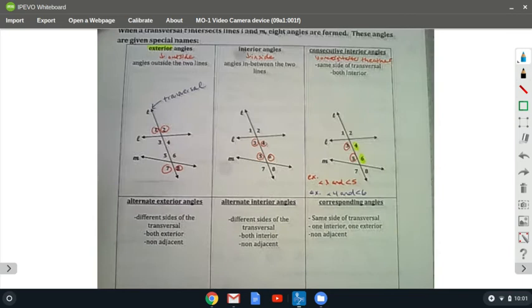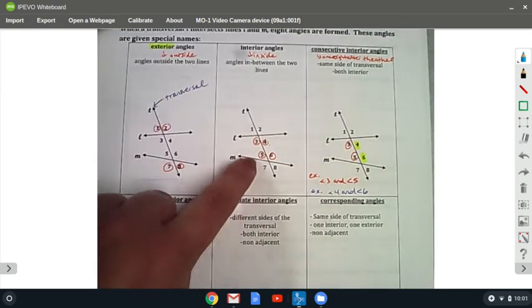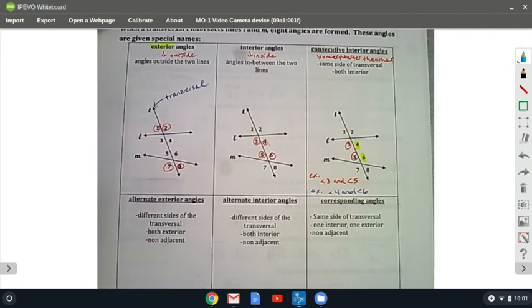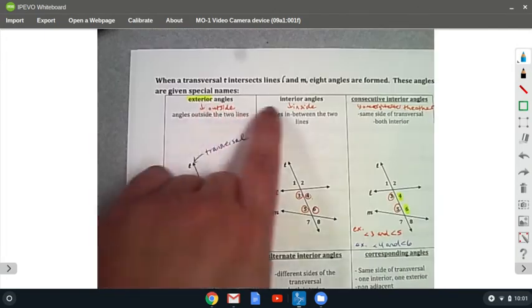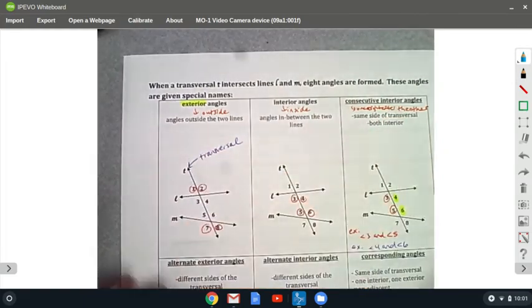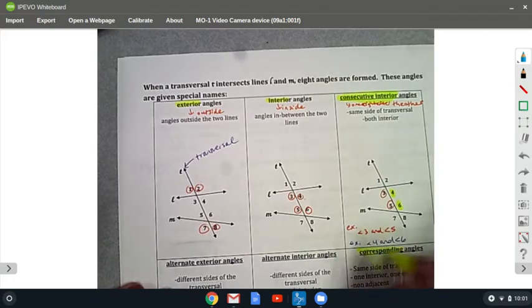And you see that I'm color coding here because if I circle all of them, they'll just look like they're all interior again. And you will have to memorize these words. So all of these terms at the top are important.